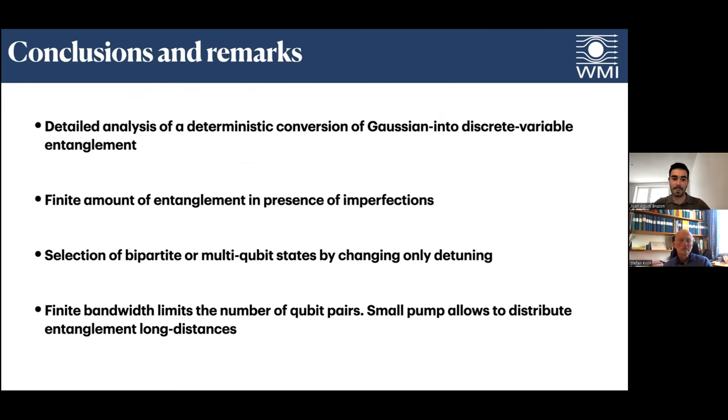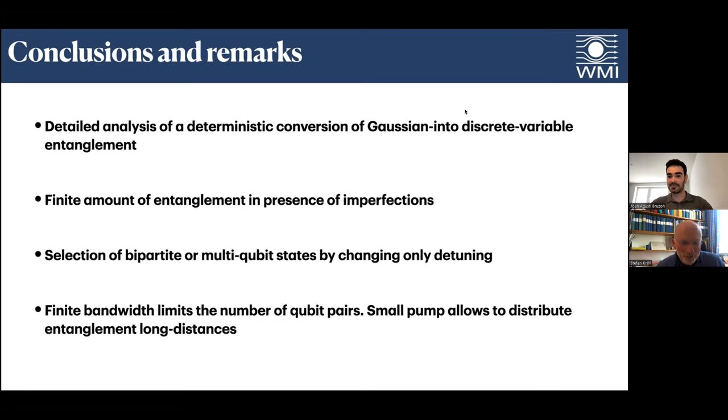And just to wrap it up, I provided a really detailed analysis on these continuous to discrete variable protocols. I have shown how even in the presence of imperfection, you can still extract some entanglement. I have shown how just by playing with the detuning, one can create bipartite or multi-qubit states, and how these states, even in the case of finite bandwidth, still survive in a realistic network. And I would be more than happy to take any questions. Thank you very much.